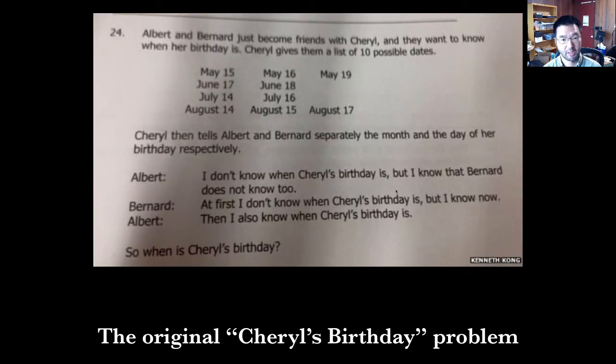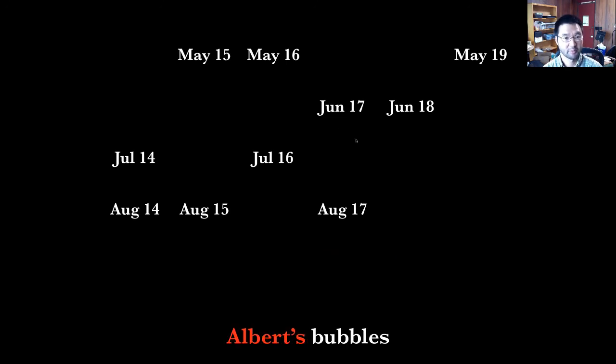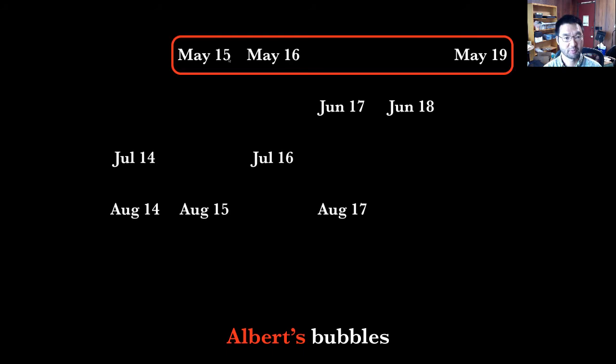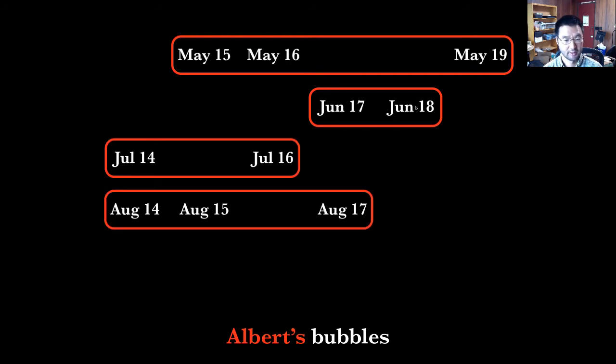Okay. So let's use bubbles in our original Cheryl's birthday problem. This is the original problem from Singapore. Let's just look at the dates. Okay, I'm just going to write them down in this table. Okay. What are Albert's bubbles? Remember, Albert only knows the month. Okay, so Albert's bubbles, one of them is like this. Albert can't tell the difference between May 15th, May 16th, and May 19th, so he puts all those in a single bubble. Similarly, he puts the June dates in a bubble, the July dates, and August dates. These are Albert's bubbles. They represent what Albert knows about Cheryl's birthday.